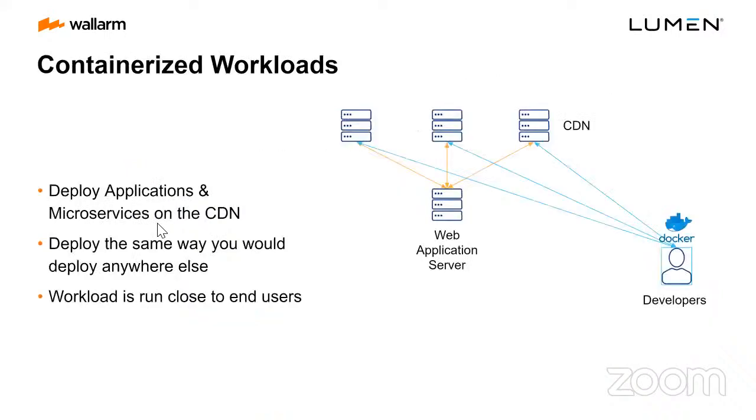Next is containerized workloads. And what we mean by that is that everything is in Docker. It's Kubernetes. The dynamic workload shifts anytime that we need it to. We'll get a little more into that, but you can basically deploy the same way you would deploy anywhere else. You can deploy onto the CDN now, and the workload just runs closer to the end users.